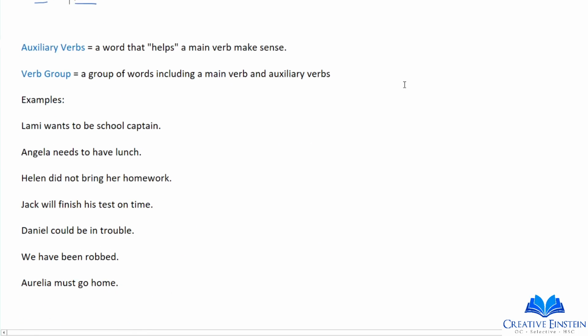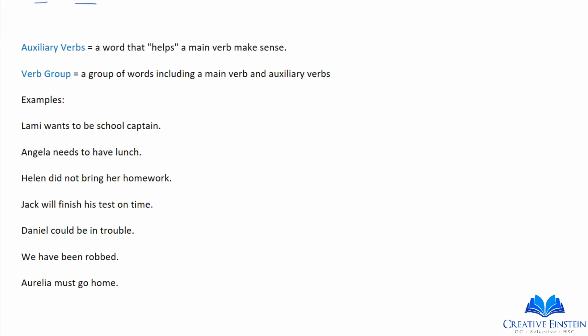The next type of verb is an auxiliary verb or a helping verb. These are the verbs that help another verb make more sense. And together, the auxiliary verb and the main verb, they create a verb group. So a group of words that includes one main verb and at least one auxiliary verb. So let's take a look at some examples.